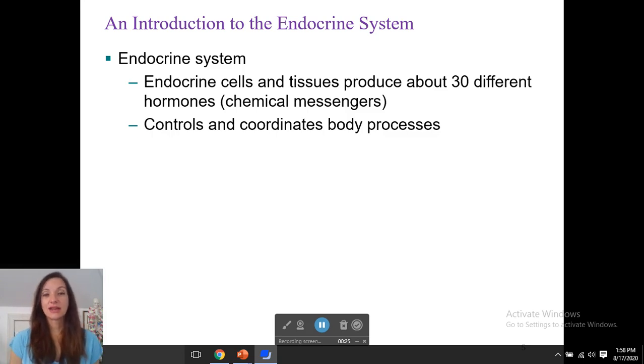The endocrine system is made up of different cells and tissues that produce hormones, and hormones are chemical messengers. What that means is that they are chemicals that are released into the body fluids, mainly the blood, and they travel throughout the body. These chemicals then coordinate and control body processes, things like reproductive cycles, like growth of tissues, and we'll talk about many other different examples as we go through.